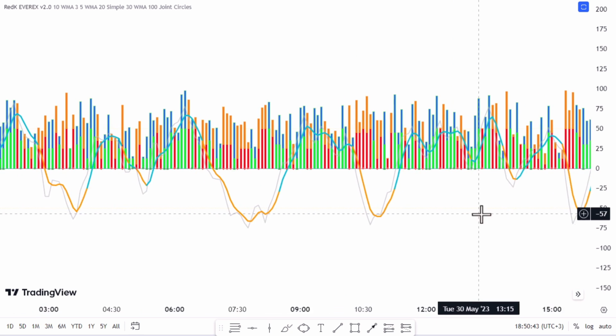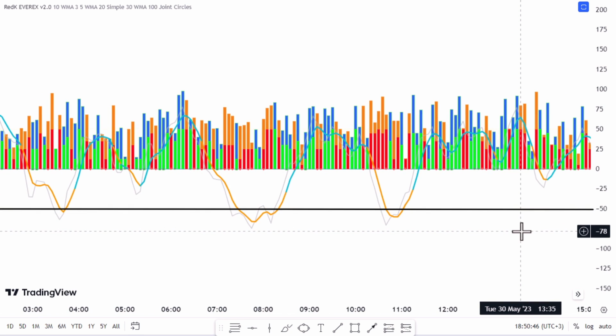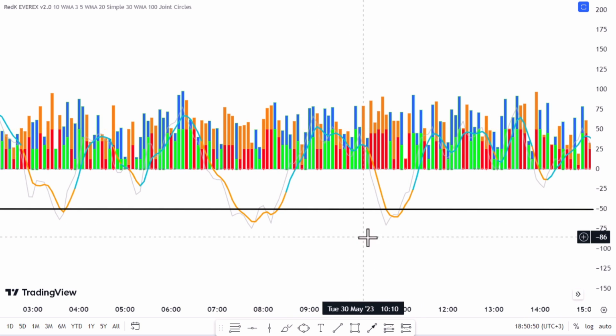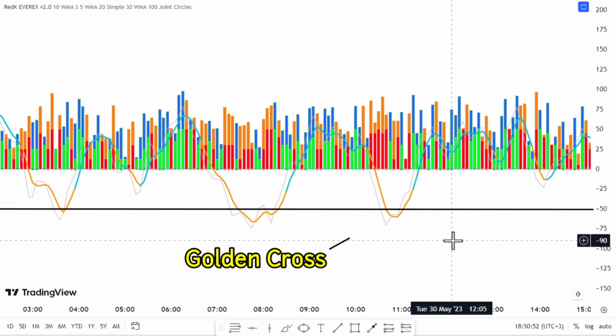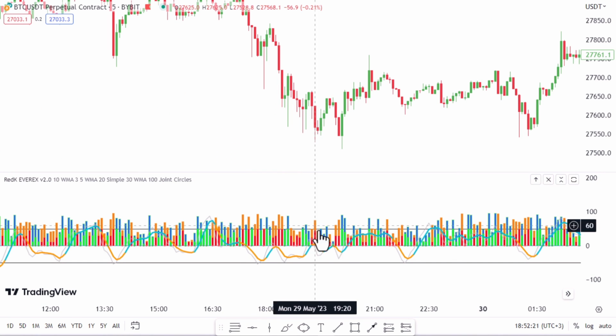Alright, now let's move on to the buy and sell signals. A buy setup looks like this. First, the indicator falls below the minus 50 level. This condition ensures we're buying in an oversold market. Second, the smooth band crosses the signal band to the upside. Once we have a cross, it's time to inspect the volume and price bars.